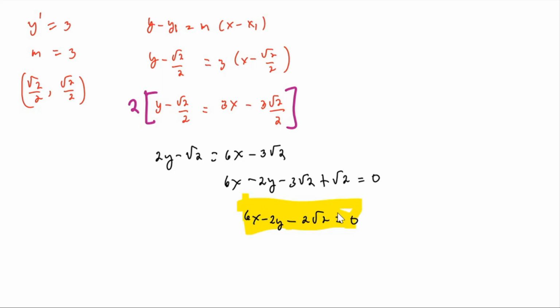Okay, so the final answer is 6x minus 2y minus 2 square root of 2. Then if you want to reduce it, since this is reducible by 2, we could write the answer by dividing it by 2, so the answer now is 3x minus y minus square root of 2 is equal to 0.